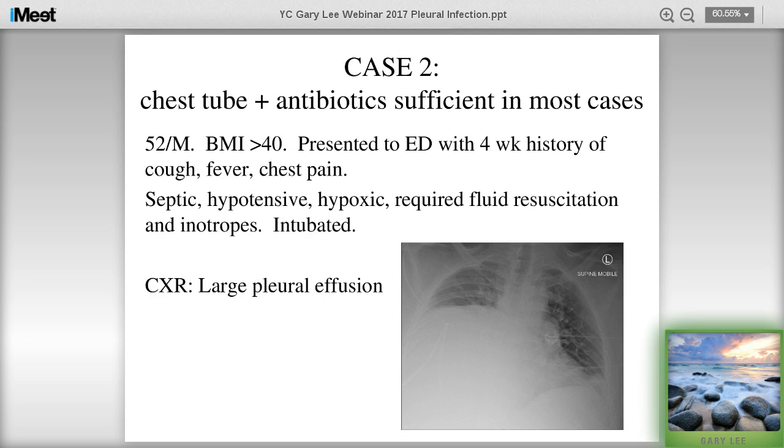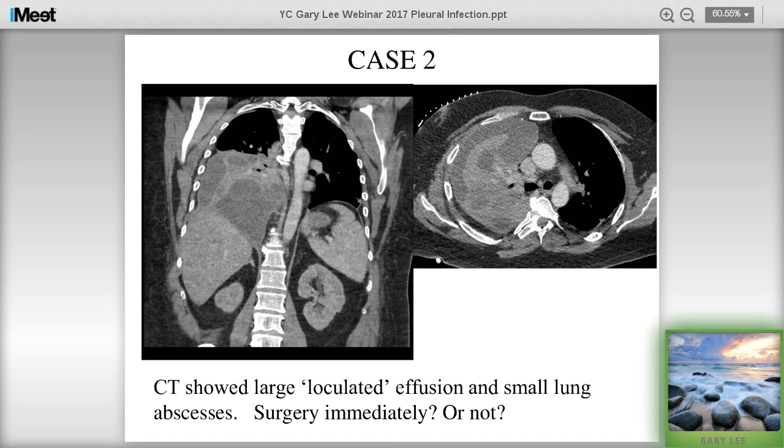And I'm just going to divert to another case and just show you an example. This man came into our care. He's a 52-year-old who has a very high BMI, presented to the emergency department with a 4-week history of cough, fever, and chest pain. He was very septic, hypotensive, hypoxic. He was intubated at the emergency department. He required fluid resuscitation and some inotropes, and his chest X-ray shows a very large right-sided pleural effusion.